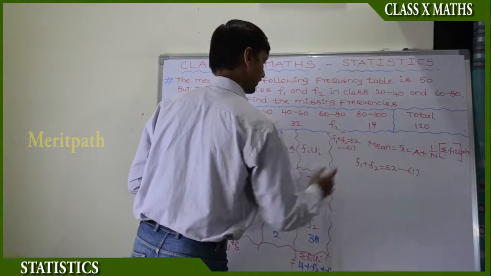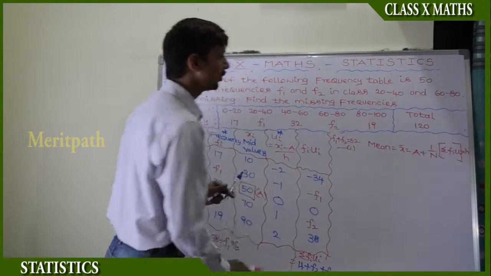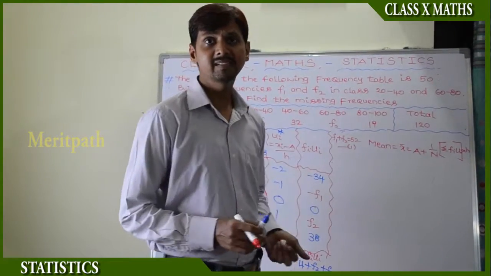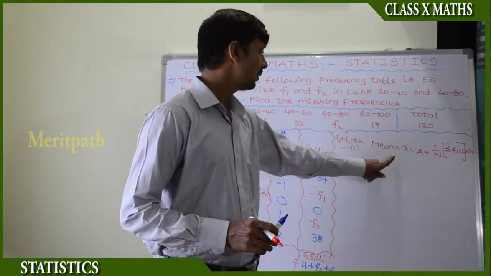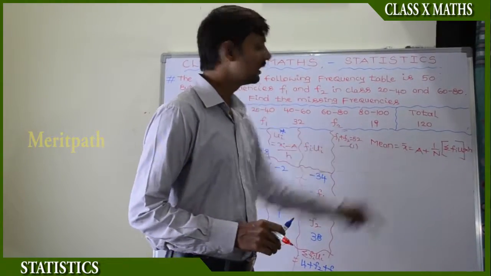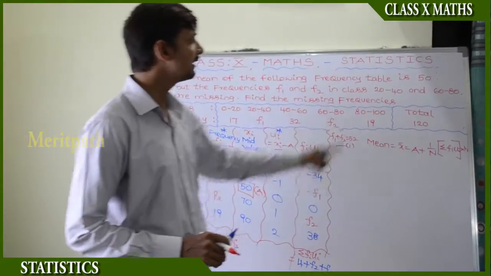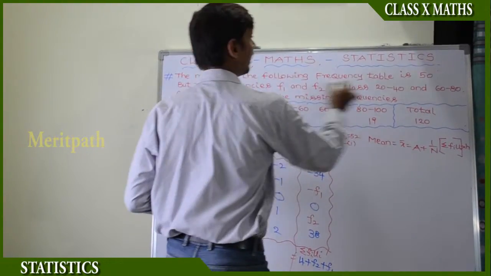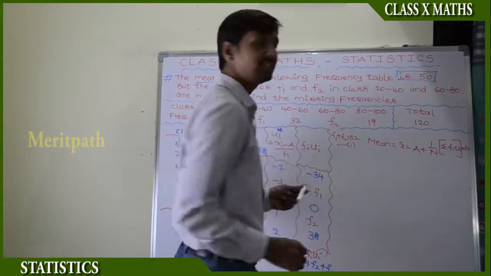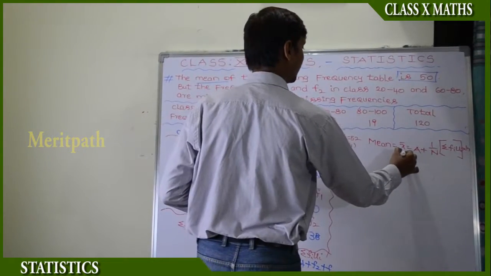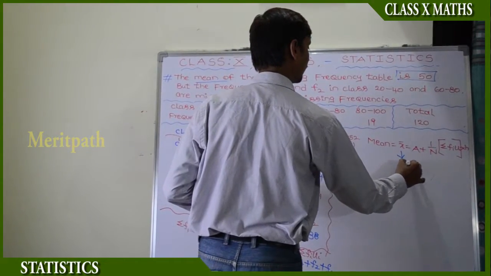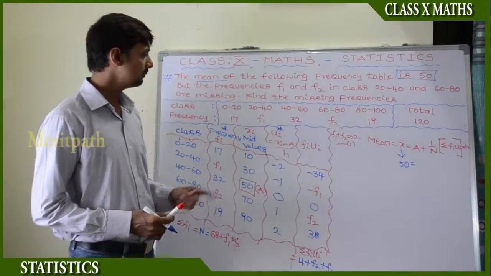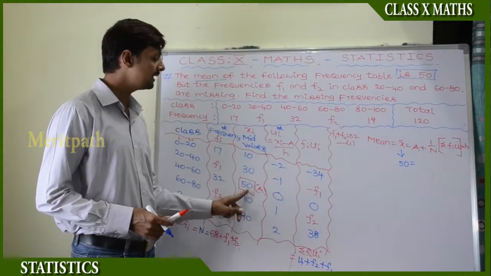Let's find out the missing frequencies using the formula of the step deviation method. So here we know that the mean x bar is equal to 50. It's given in the question. The mean of these values is 50. So x bar is 50. So let's take the place of x bar as 50. And A is nothing but the assumed mean. From the table we know that the assumed mean is 50.